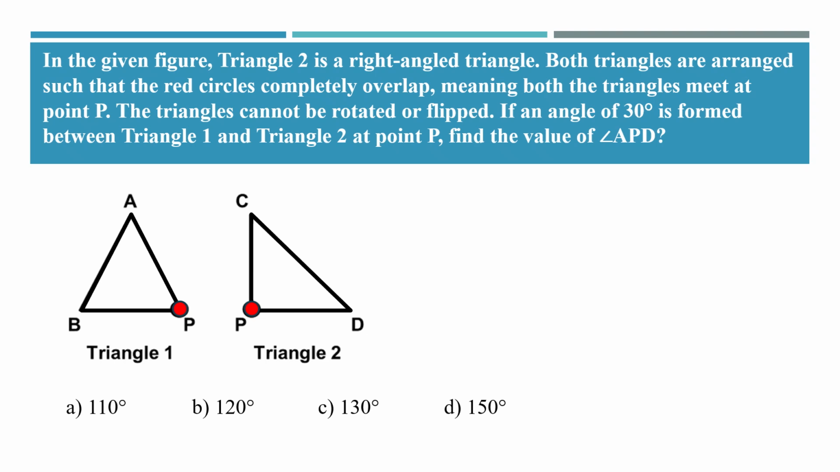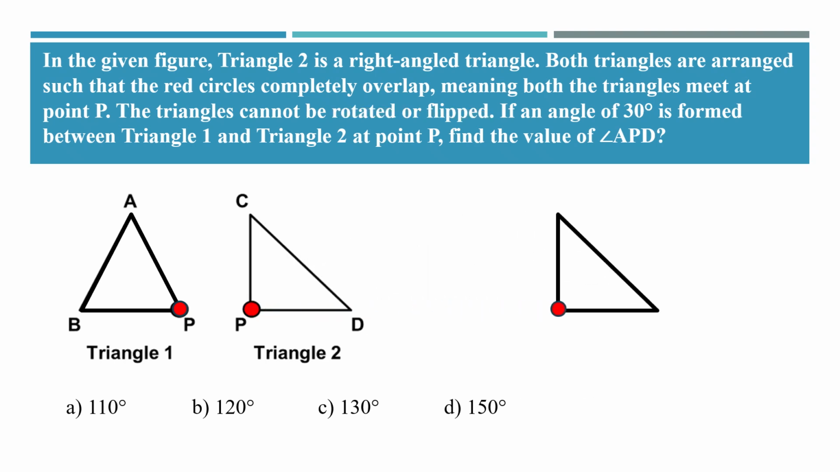In the given figure, triangle 2 is a right angle triangle. Both triangles are arranged such that the red circles completely overlap, meaning both the triangles meet at point P. Great. Triangles cannot be rotated or flipped. If an angle of 30 degree is formed between triangle 1 and 2, okay, let's visualize the same.